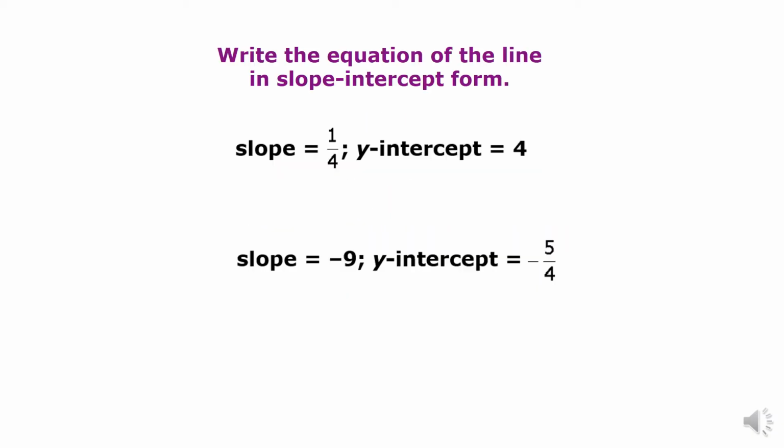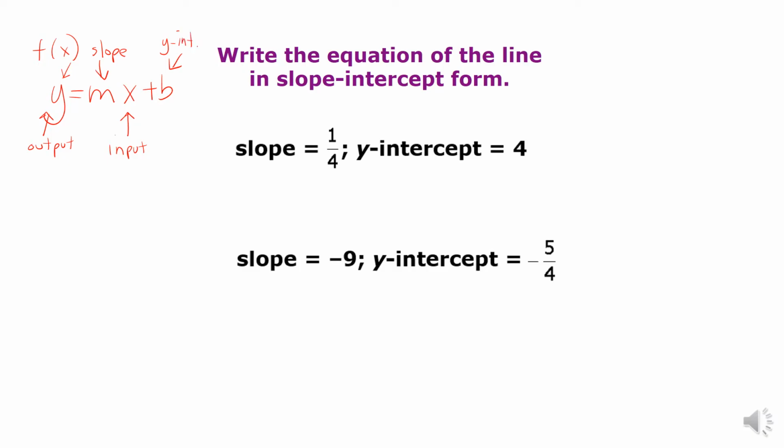So the first thing we're going to remember is slope-intercept form. This is the slope. This is our y, or our f of x. This is our slope. This is our variable, our input. This is our output. And this is our y-intercept.